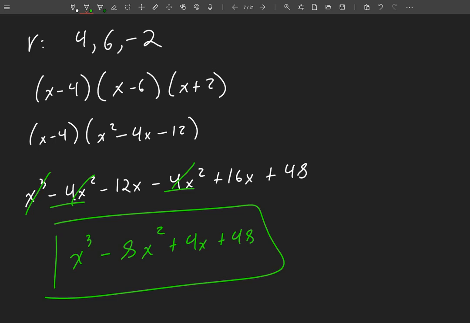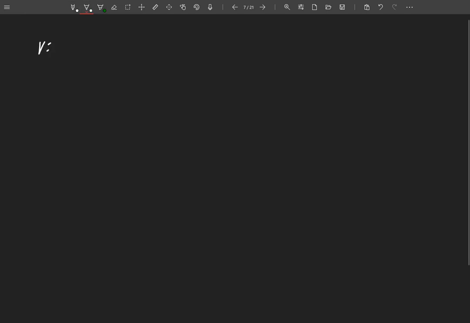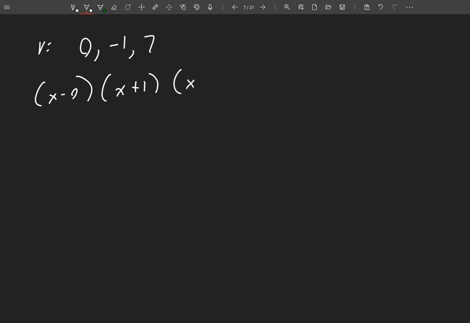Okay. Let's talk about a special case. Now's a good time to do that. Let's talk about one with 0. Let's say one of the roots was 0, and negative 1, and say 7. Well, to get a root of 0, you could write x minus 0, and then, of course, x plus 1, and then x minus 7. You could do that.